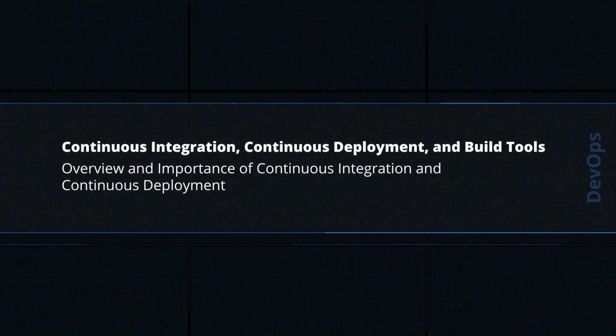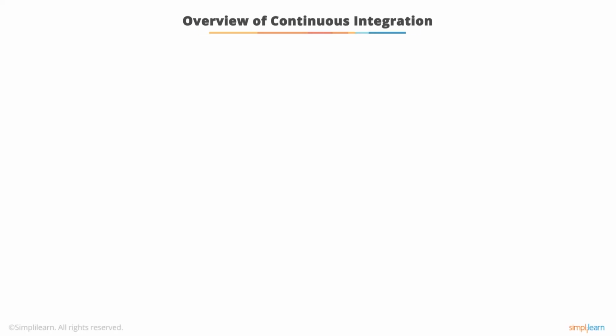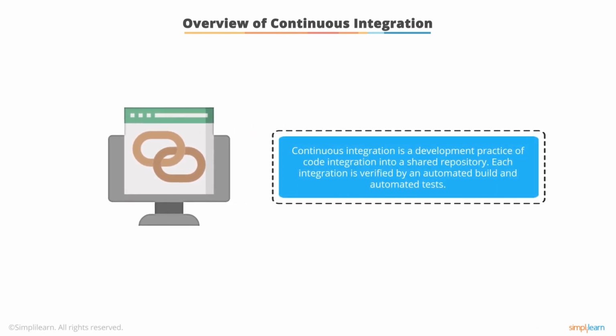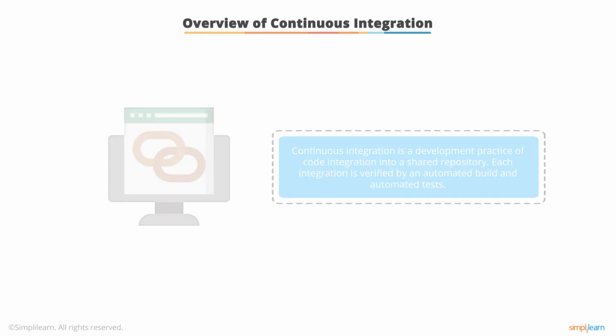The overview and importance of continuous integration and continuous deployment. Overview of continuous integration. Continuous integration is a development practice of combining code from a number of different developers into a common code base intended for deployment. Each integration event is verified by automated build and automated tests. There are many aspects to a continuous integration, also known as CI, process.